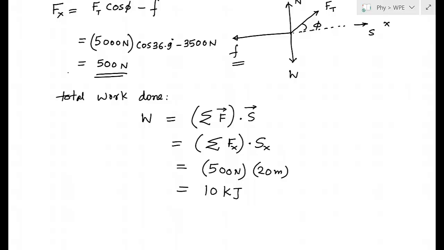So in summary, we can use either of the methods. You can either use the resultant force method, or you can calculate work done by individual forces and then sum them, and you will get the total amount of work done. It depends upon you, and it also depends upon the problem, where you can easily apply which method, and then you can calculate the total amount of work.